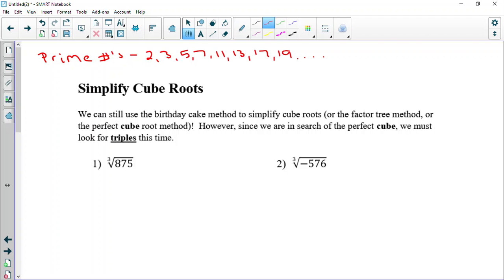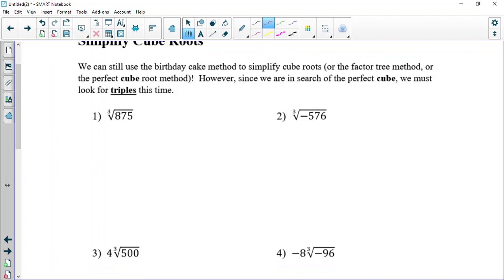Alright, so let's start with that 875. I'm going to start my birthday cake. I'm going to give myself some room. I'm going to come down here, 875. It's odd, so I can't divide it by 2. There is a quick little shortcut for 3 if you wanted to see. I could add up the digits: 8 plus 7 plus 5 gives me 20. Since it adds up to a number that's not divisible by 3, then 3 can't go in place. But I can still divide this by 5. So 875 divided by 5 gives me 175.